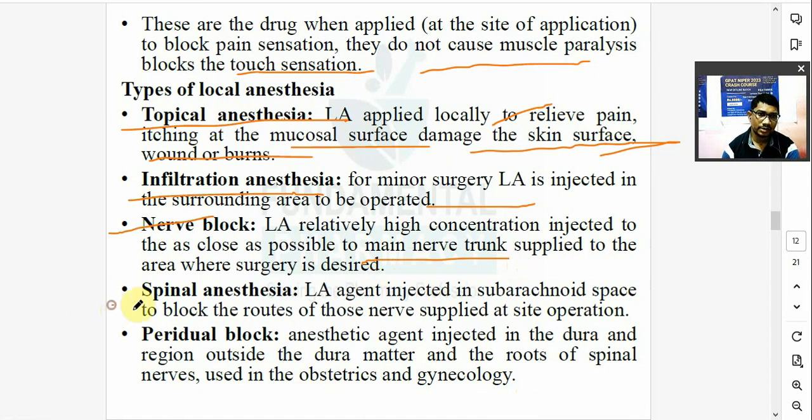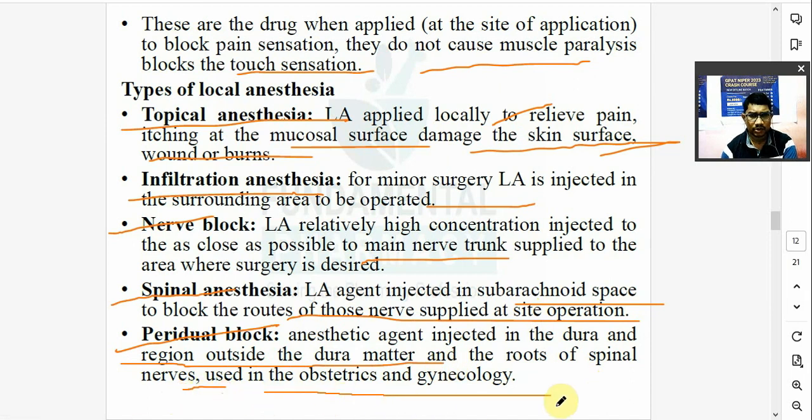Spinal anesthesia: it is injected into the subarachnoid space of the spinal cord to block the roots of those nerves supplied at the site. Peridural block: the anesthetic agent is injected into the epidural region outside the dura mater and the roots of the spinal nerves. Now this is mostly used in gynecology and obstetrics.